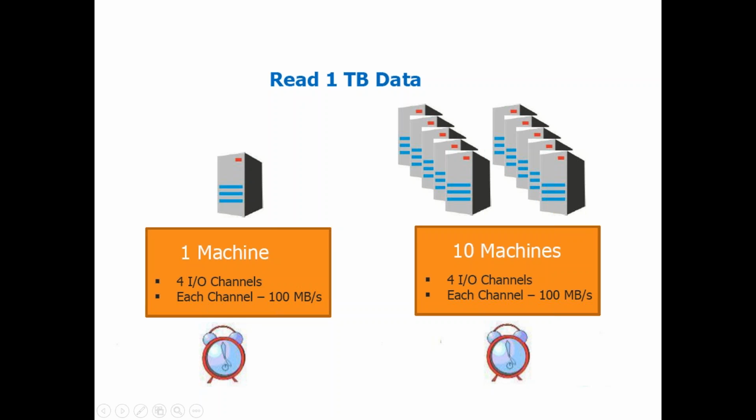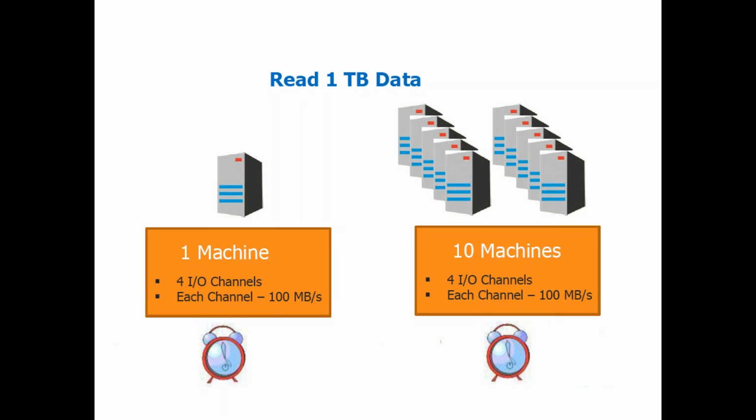If I want to read 1 terabyte of data from one machine, and I'm having 10 machines for the same kind of reading 1 terabyte of data, which one would be faster in your case? Is it one machine that will be taking it faster, or 10 machines?